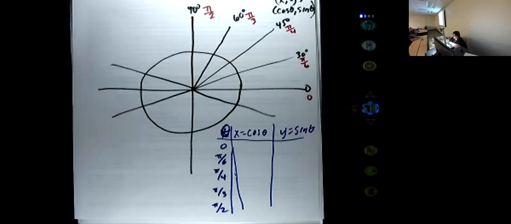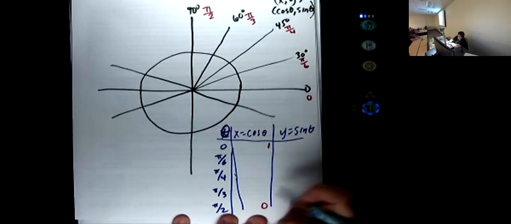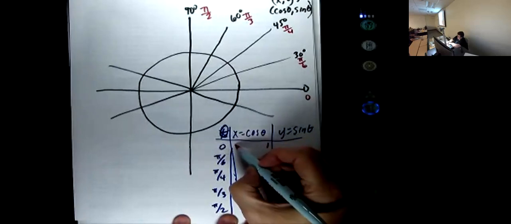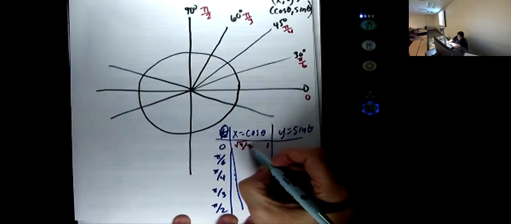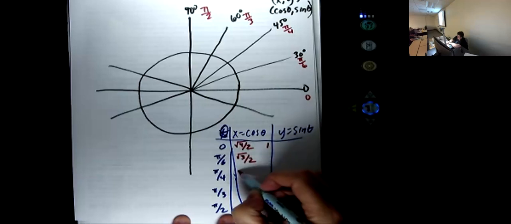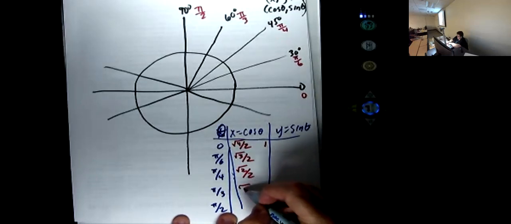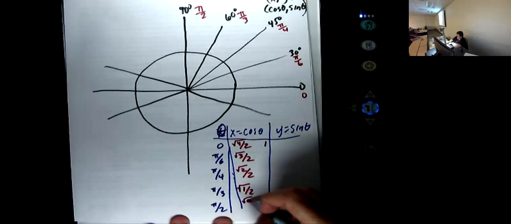Okay, so for cosine, theta starts at 1 and ends at 0, but that's not the way we're going to memorize it. I'm going to memorize this as square root of 4 over 2. Pi over 6 is square root of 3 over 2. Pi over 4 is square root of 2 over 2. Pi over 3 is square root of 1 over 2. And pi over 2 is square root of 0 over 2.